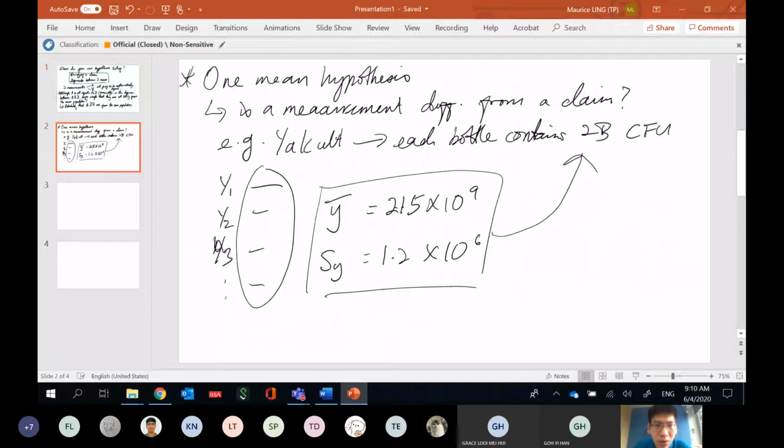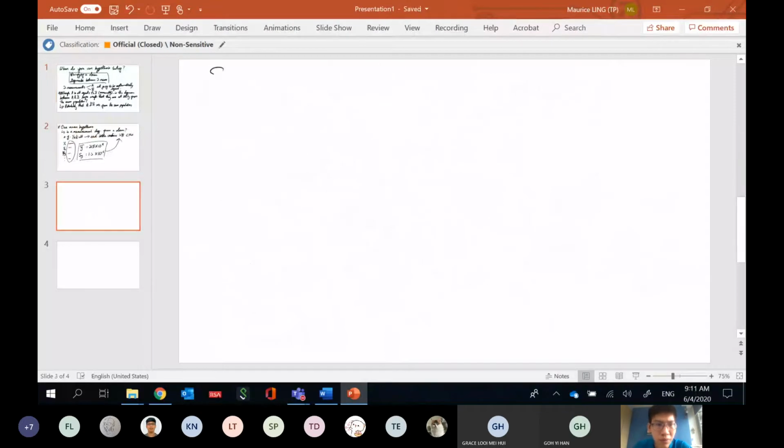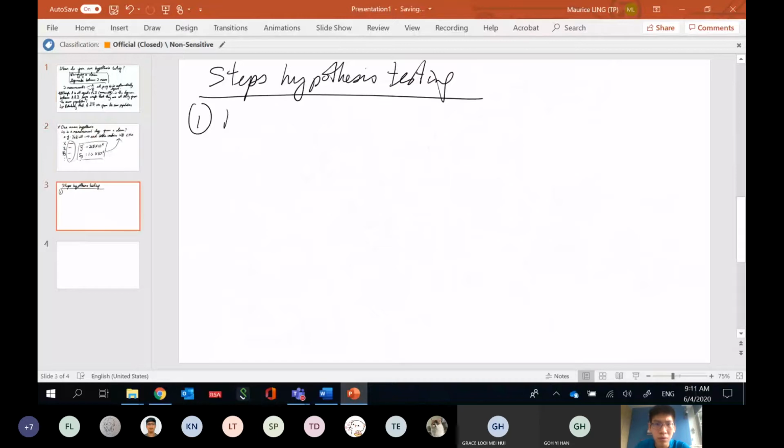So it's testing a claim. Okay. Then how do you actually do hypothesis testing? There is actually a series of steps. Okay. So steps for hypothesis testing, you always have to follow these steps. Okay. Step 1, you need your null and alternate hypothesis.